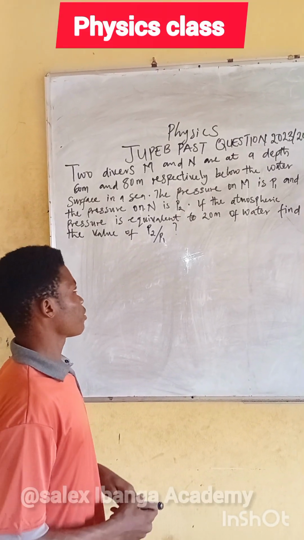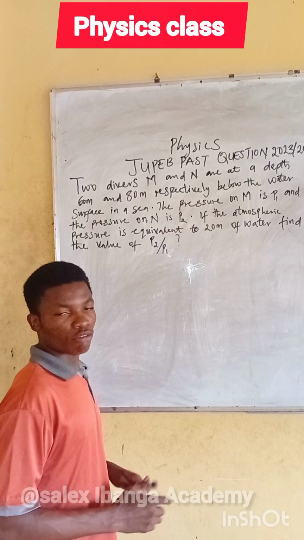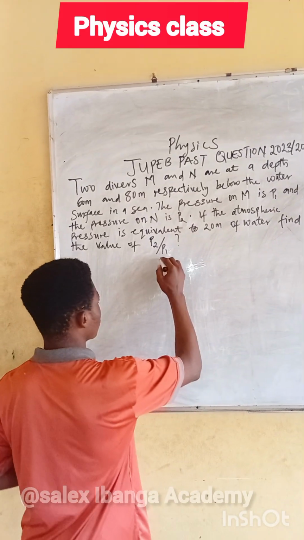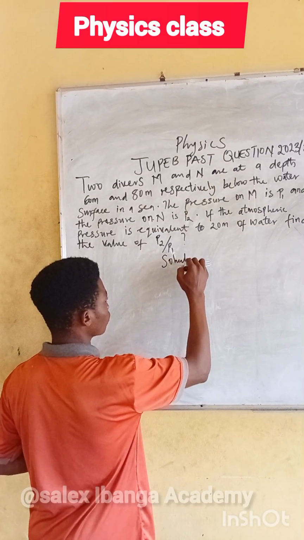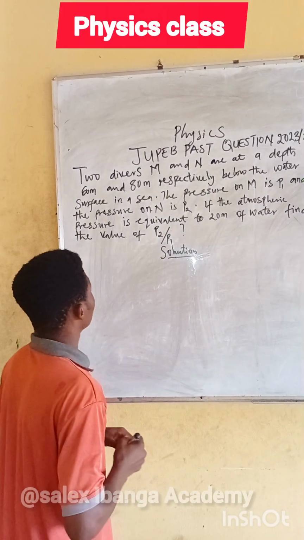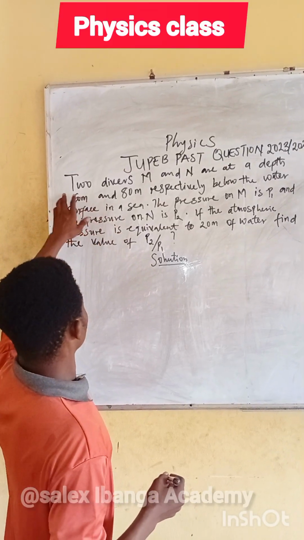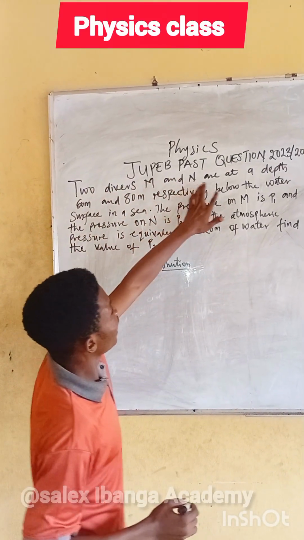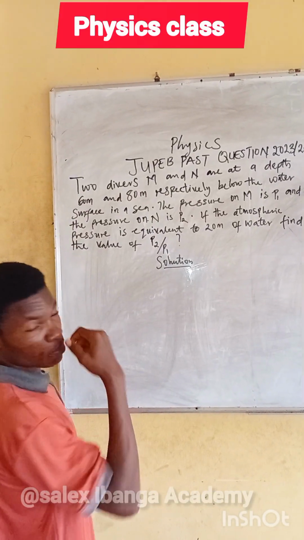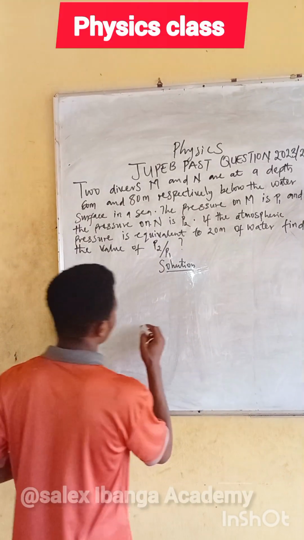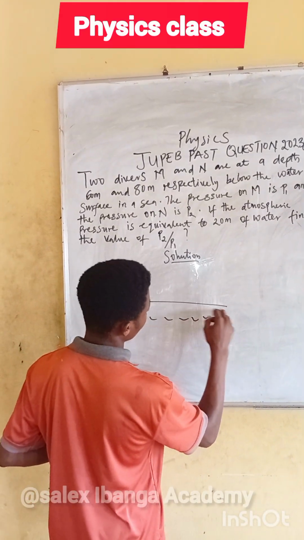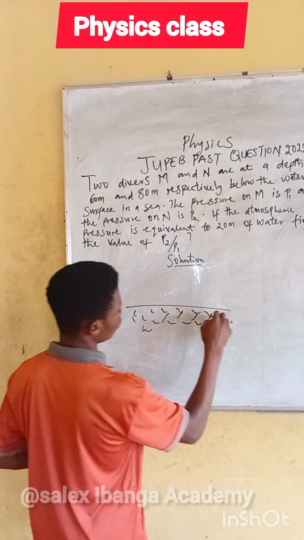My people, for you to solve this question, first and foremost, sort out your parameters. So let's do that. Solution. Looking at the question, we are told that two divers M and N are at a depth of this. So let me consider this diagram. Let me say the whole of this is water.